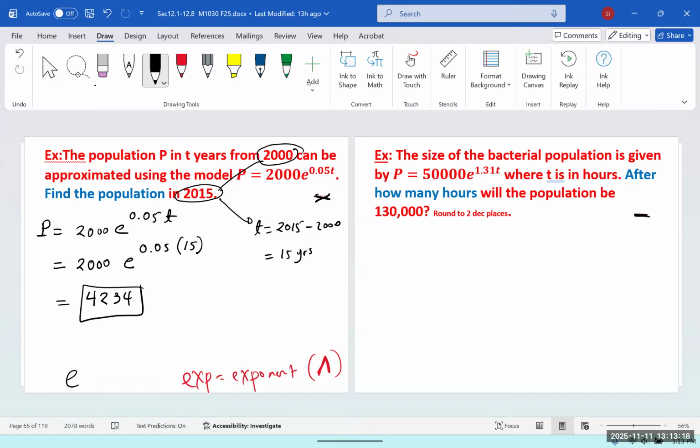Ln and e cancel. That's why when you have e, we specifically use ln. We cannot use log. Ln and e they both cancel. Or we can use log, but then it doesn't cancel out. What else dropped?